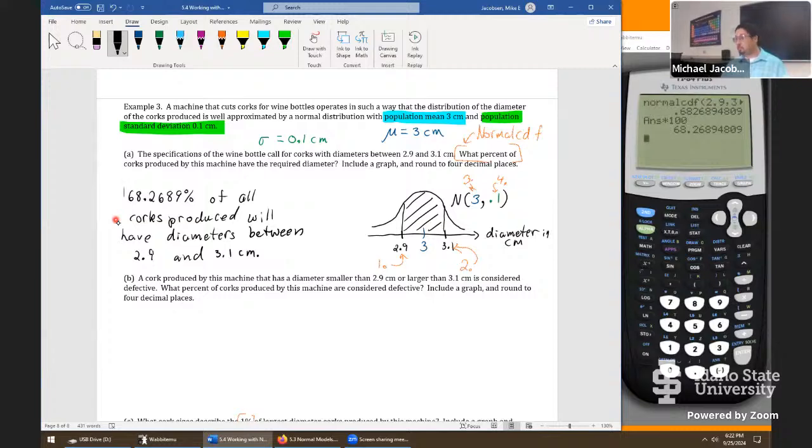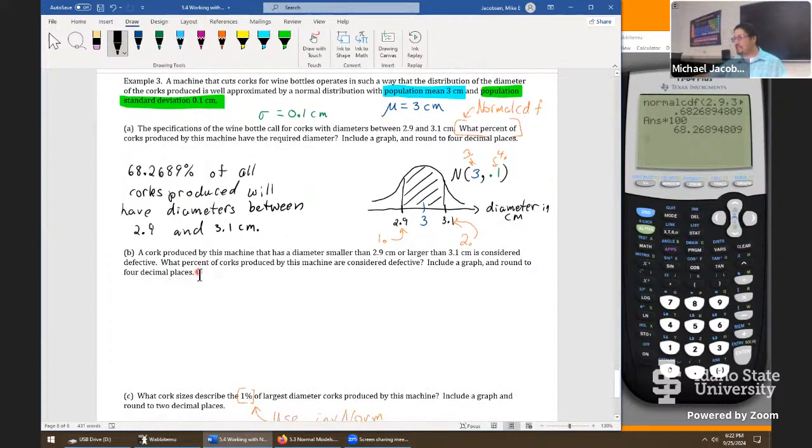Okay. Well, part B is an interesting follow-up question. This one could be a pretty hard one because it's asking for the following: a cork produced by this machine that has a diameter smaller than 2.9, we're talking about this region now, or larger than 3.1, we're talking about the other region over here, is considered defective. That makes sense. They told us the wine bottles has to be between 2.9 and 3.1.